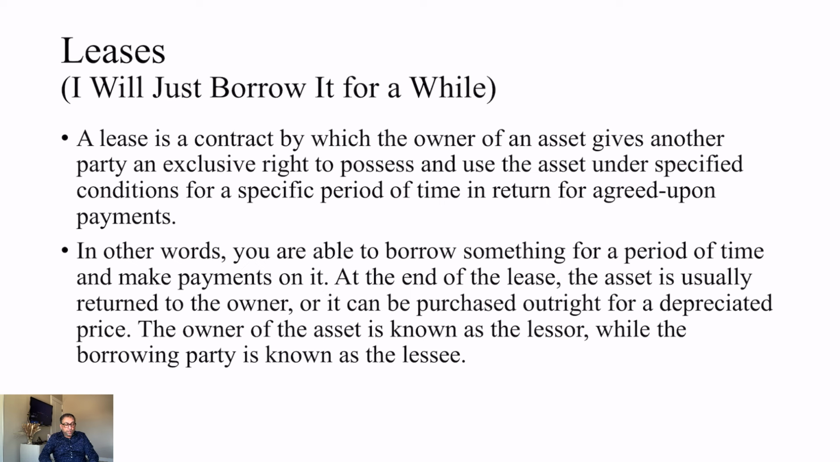A lease is a contract by which the owner of an asset gives another party an exclusive right to possess and use the asset under specified conditions for a specific period of time in return for an agreed amount of payment. In other words, you are able to borrow something for a period of time and make payment on it. At the end of the lease, the asset is usually returned to the owner, or it can be purchased outright for a depreciated price. The owner of the asset is known as the lessor, while the borrowing party is known as the lessee.